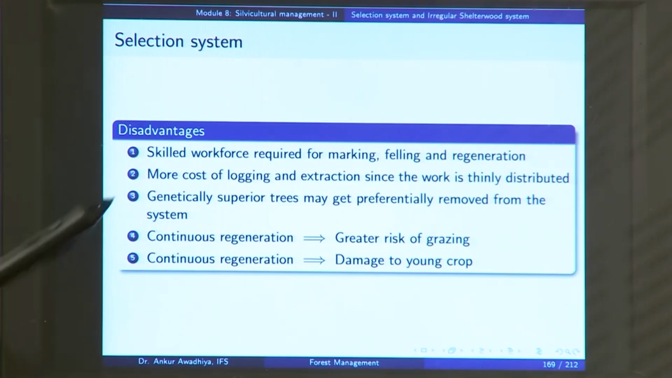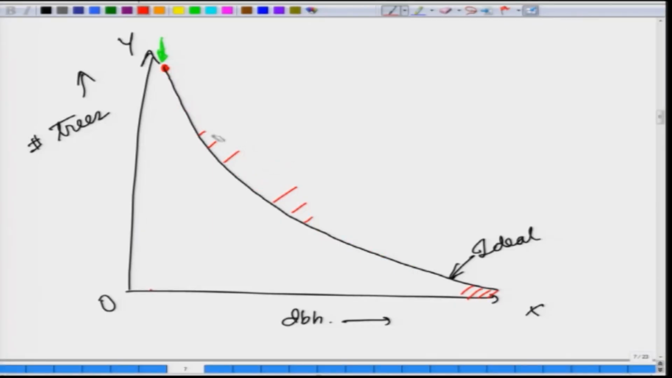Now, genetically superior trees may get preferentially removed from the system. Why so? Because if we consider the ideal selection forest, now in this case we have decided that this is our selection DBH. Now, consider a tree that is genetically superior, which means that in place of reaching the selection DBH at an age of say 90 years, which is the average age for reaching that selection DBH, it is so much genetically superior that it reaches that diameter in say 50 years.